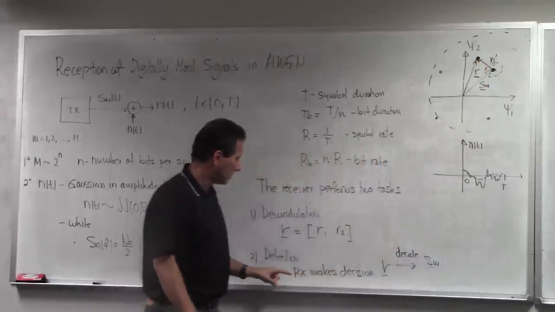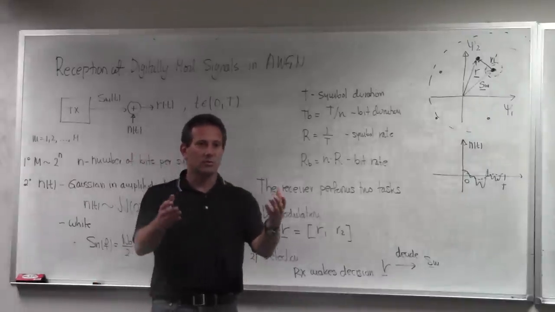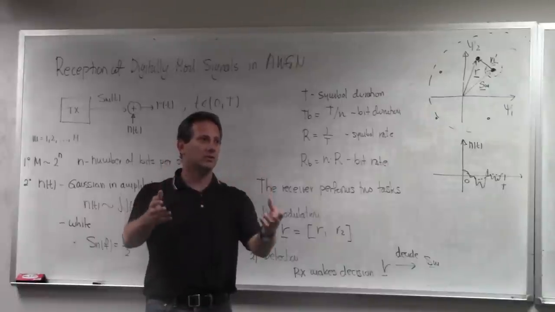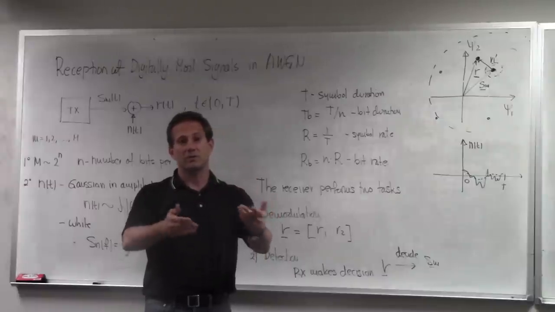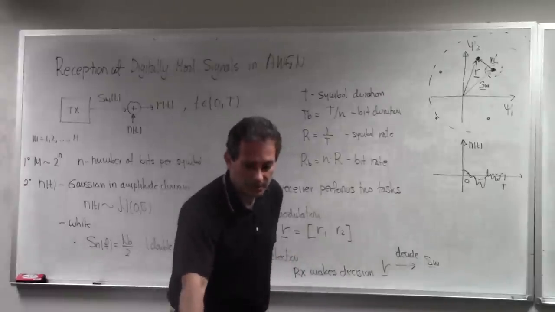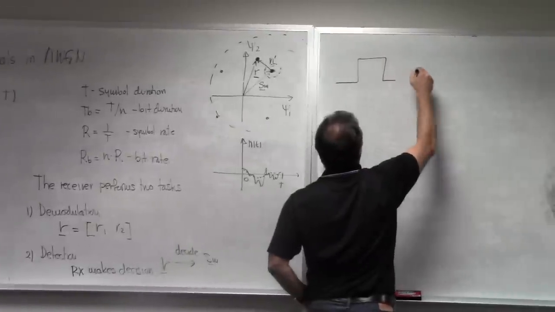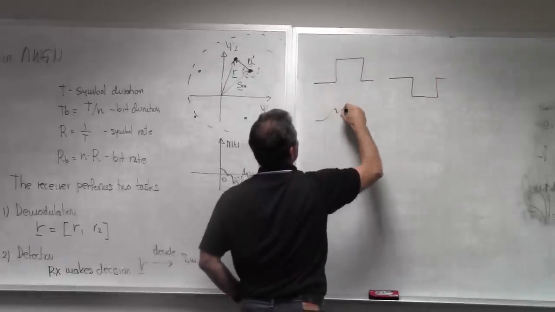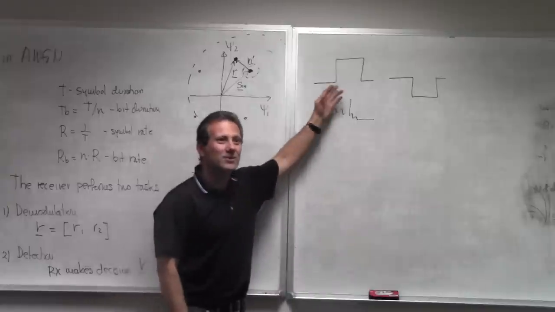The process of decision making and detection is much more robust, because all I need to do is recognize what has been sent. And as long as it is not destroyed by the point of no recognition, my communication still survives, right? Let's say I send you this pulse, and I have the option of sending you this or this. And let's say what comes looks like this. Which one is it? It's the first one, right?